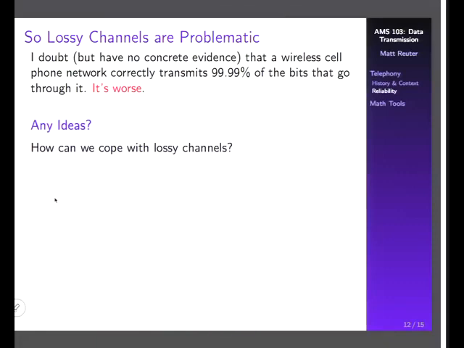So any ideas then? All channels are lossy, and lossy channels are problematic. How might we go about dealing with this type of reliability issue? Any thoughts? If you know a message gets messed up, what might you do to try to fix it? Okay, so you could go back to the sender and say, hey, that got garbled, can you send it again? Is that a viable approach? Sure. In most cases. It may not always be what you want, but conceptually, theoretically, that would work just fine.